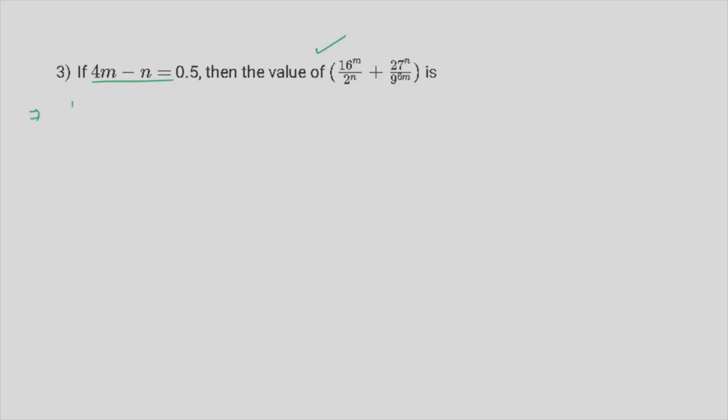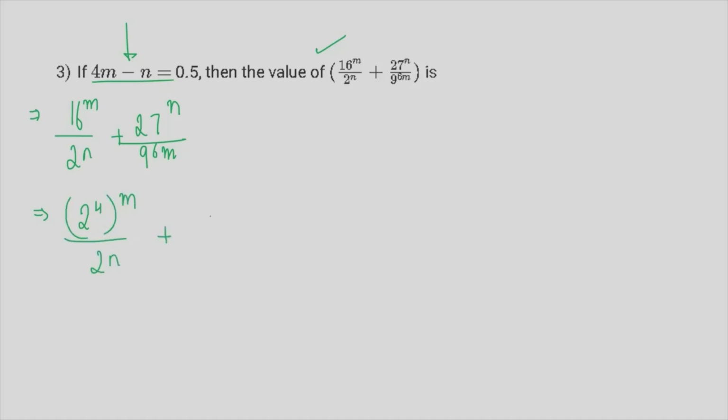In this question we have been given an equation and asked to find the value of this expression. So it is given as 16^m upon 2^n plus 27^n upon 9, 6 raised to the power m. Now in such questions we need to be very active to understand that I need to use this equation. How I can use it? By simplifying 16, 27 and 9 into 2's and 3's. Let's do it. So 16 can be written as 2 raised to the power 4.